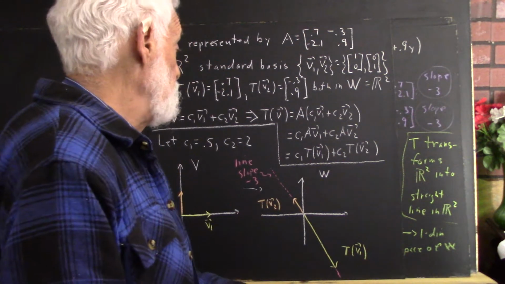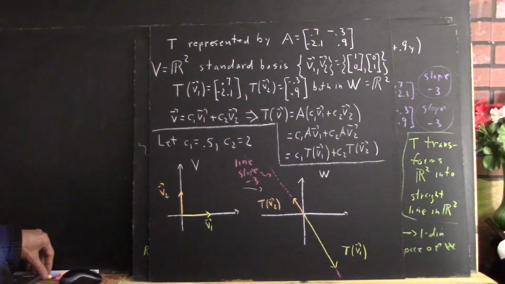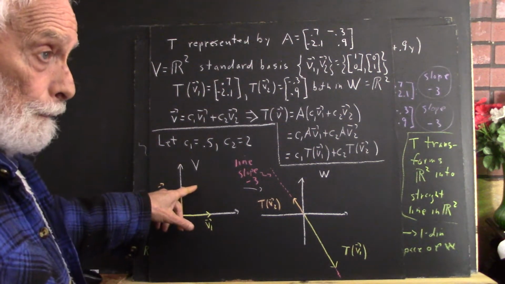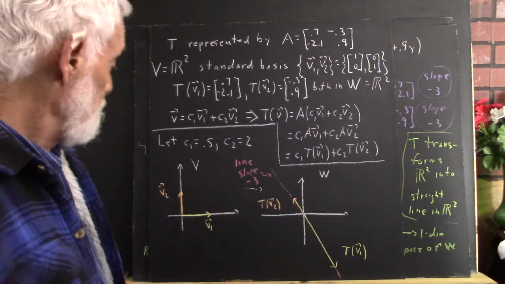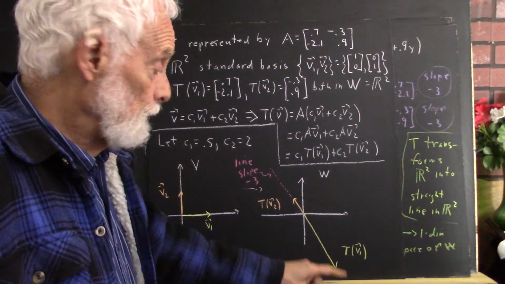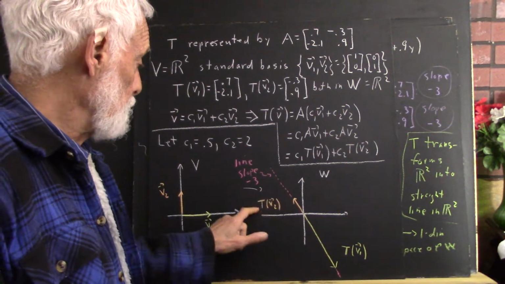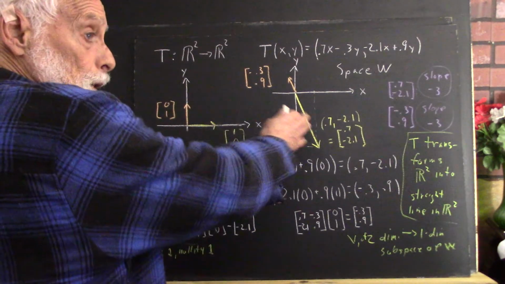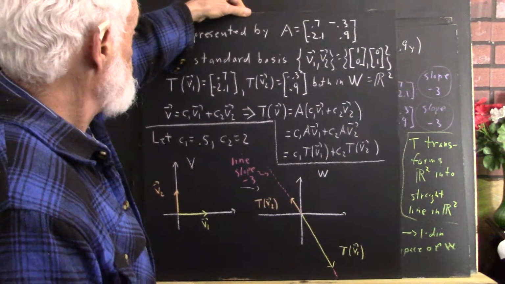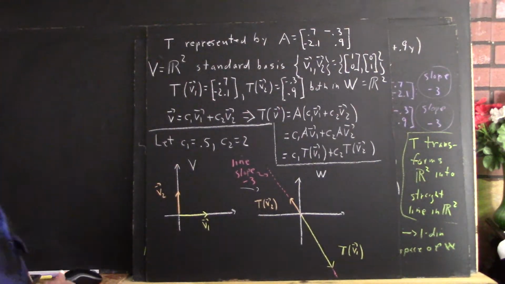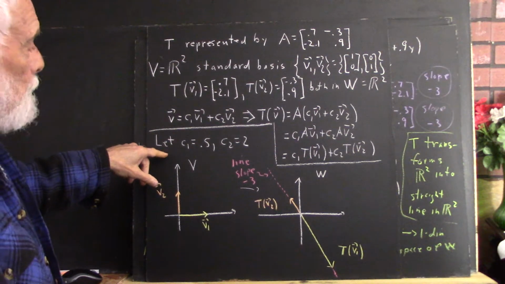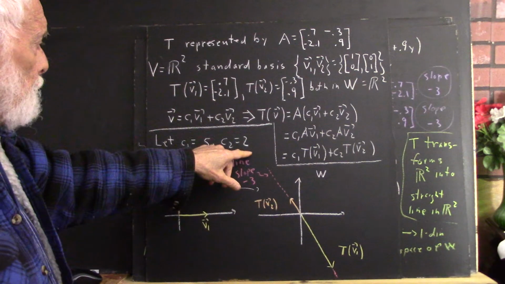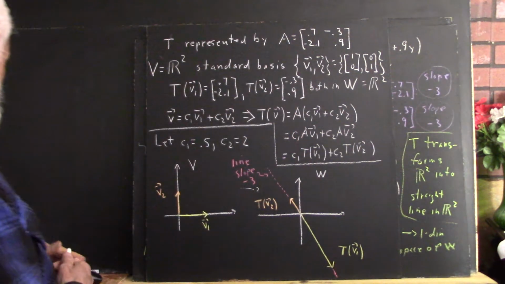To illustrate this, we use the example, and I've already drawn V here, and I've drawn W here, and I've got the transform vector T of V1 and the transform vector T of V2, which were illustrated completely here. Okay, if, for example, C1 equals 0.5 and C2 equals 0.2, what does all this tell us?